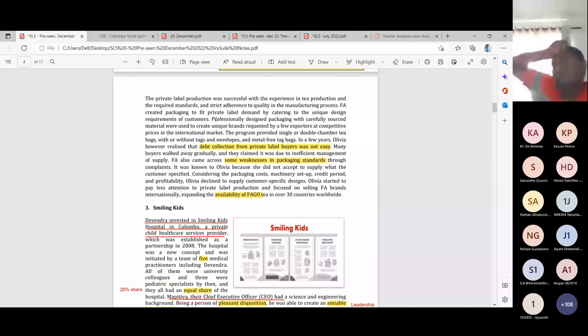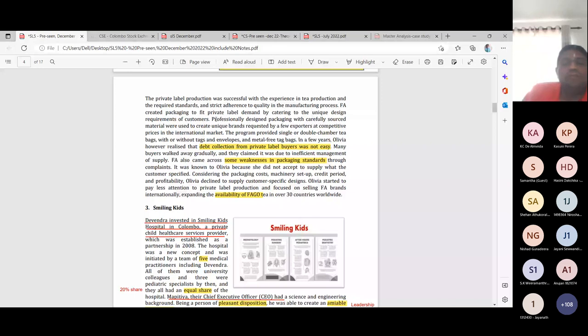That was the issue. They didn't pay. Maybe they delayed payment, or sometimes there were total omissions. So that can happen, and that's a problem for us. There will be more bad debts, and a cash flow problem for us because of this delay in payment. Many buyers walked away gradually and they claimed it was due to inefficient management of supply. Something was wrong with us. That was the point highlighted by them.